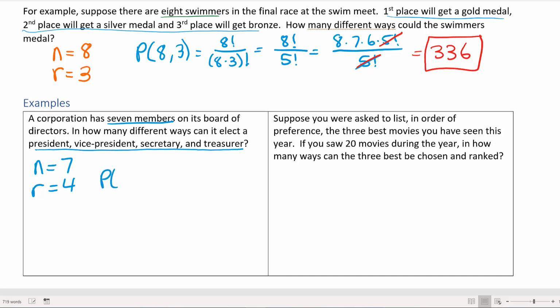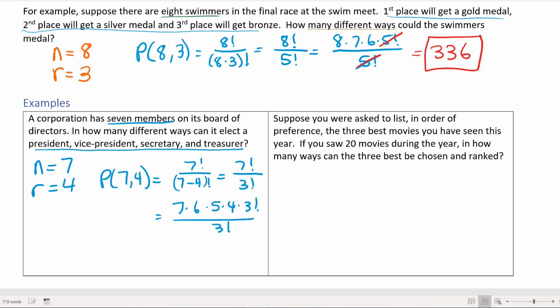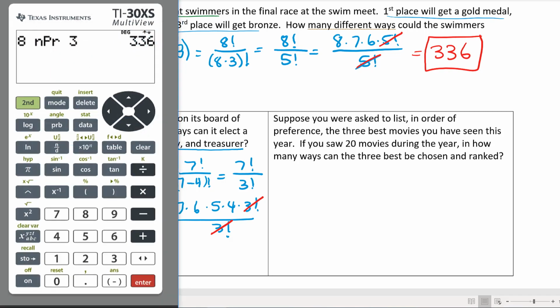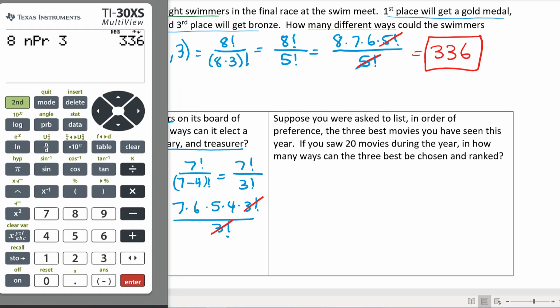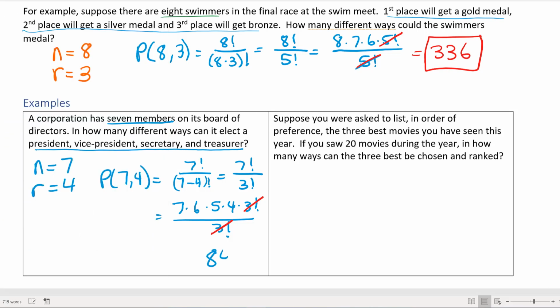So we're going to do P of 7 choose 4. So that's 7 factorial over 7 minus 4 factorial, which is 7 factorial over 3 factorial. If you want to do this longhand, you get 7 times 6 times 5 times 4 times 3 factorial over 3 factorial. And the 3 factorial and 3 factorial divide out. And then when you get out your calculator, we can type 7 times 6 times 5 times 4 in the calculator and get 840.